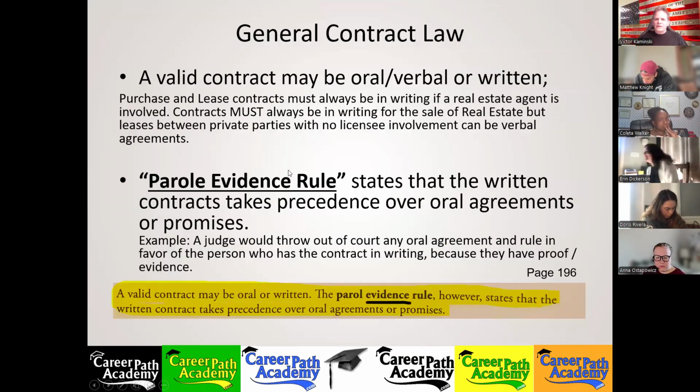So a contract can be oral or written, but the one in writing got evidence. That's the parole evidence rule. So written contracts take precedence over verbal agreements or promises. That's it.